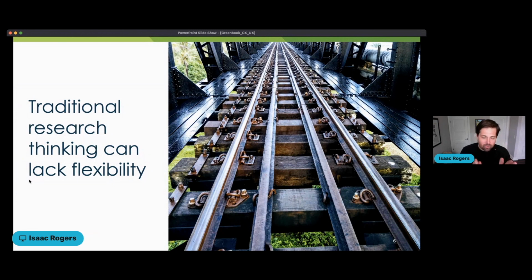We know exactly what we're going to cover. We've got a very strict discussion guide. We've got a very strict data collection process we're going to follow. And that's wonderful. That gets you results that you can validate and verify, repeatability.